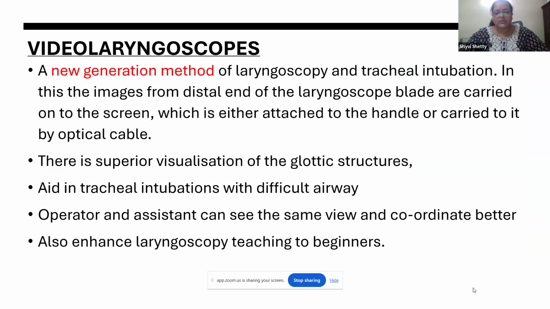In this, the images from the distal end of the laryngoscope blade are carried onto a screen, which is either attached to the handle or carried by an optical cable. There is superior visualization of the glottic structures. This is basically an aid in tracheal intubation where we anticipate a difficult airway. Operator and assistant can see the same view and coordinate better. Also, it enhances laryngoscopic teaching for beginners.